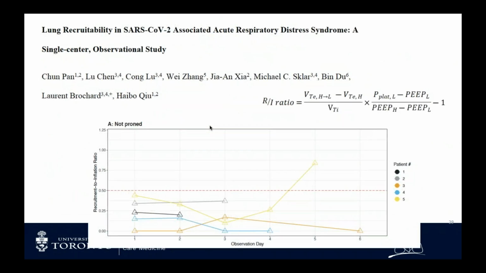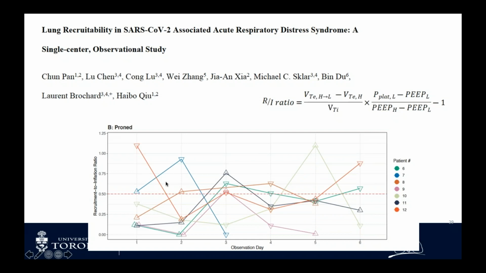This has actually been applied in patients with COVID-19 in a small group in China. There were some patients who were not prone, treated in the supine position the whole time, and you can see that most of them are actually not very recruitable. The RI less than 0.5 was the median range in the original study, and so this we think means not very recruitable. And in patients who were undergoing prone positioning, some of them actually were significantly more recruitable.